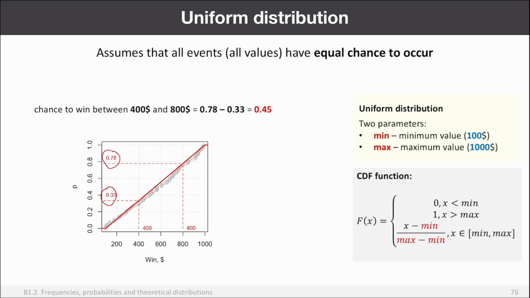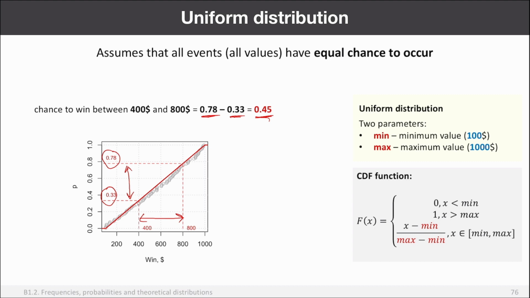So the chance to get any outcome between $400 and $800 is simply a difference between these two values. So it's a difference between 0.78 and 0.33, and that gives you 0.45. So the chance that you will win anything between $400 and $800 is 0.45.